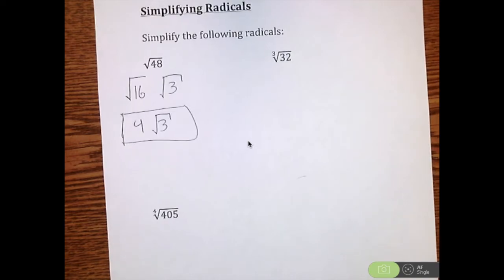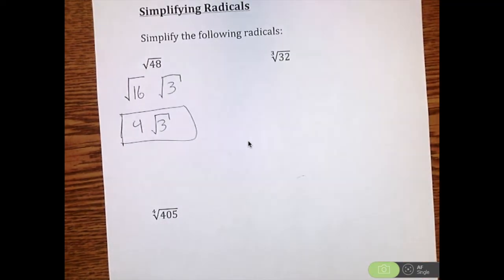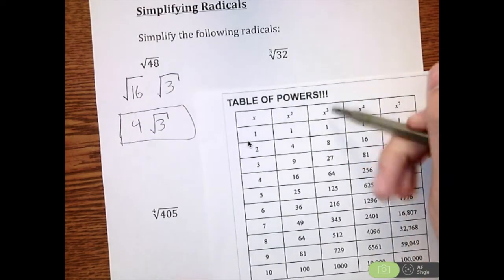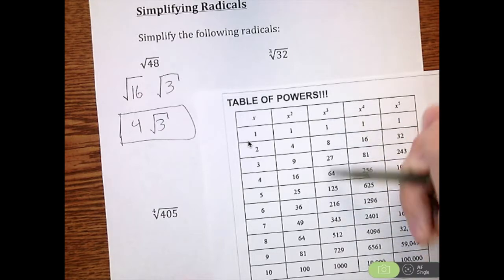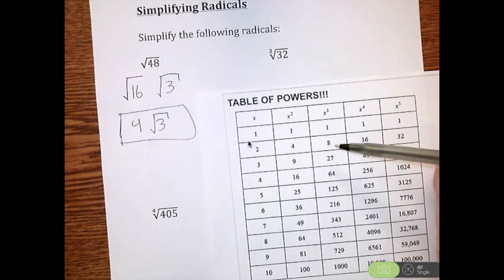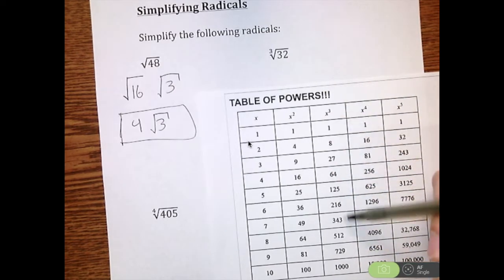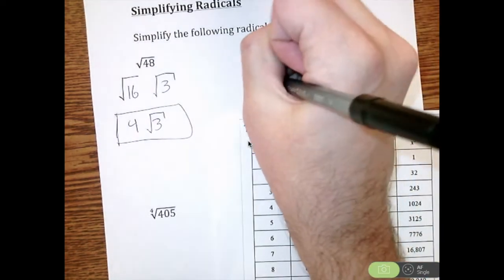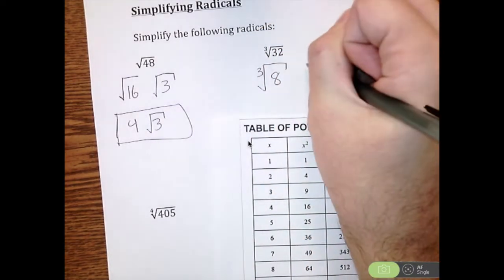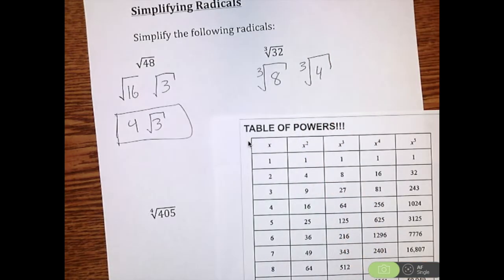Another example is the cube root of 32. I'm going to do the same process, except this time, since this is the third root, I'm going to work with the x to the third column. I want to find a number in this column that goes into 32. If you're practicing at home, you might want to pause right now and figure that out. When you get through it, you're going to find that the number in this column that divides into 32 is 8.